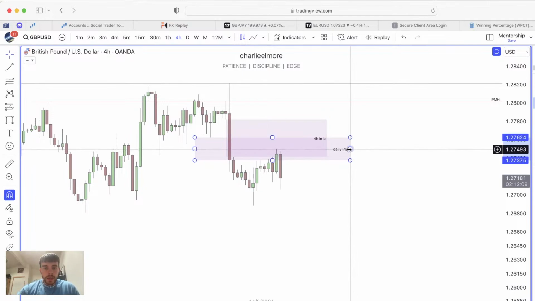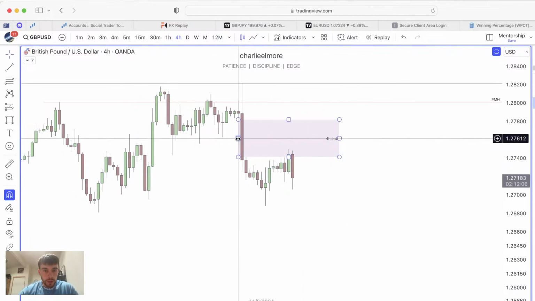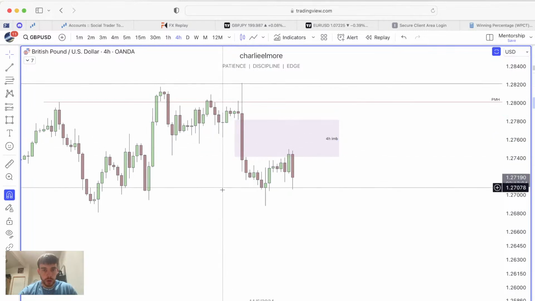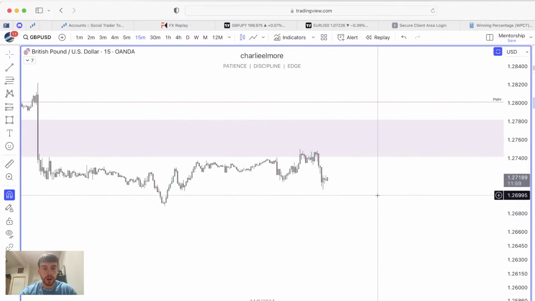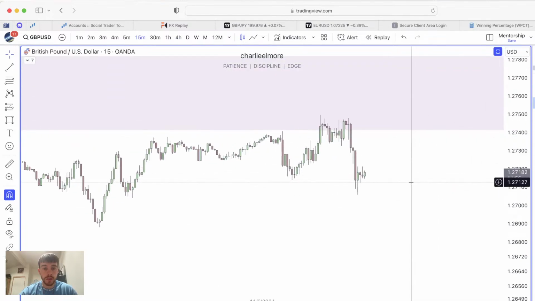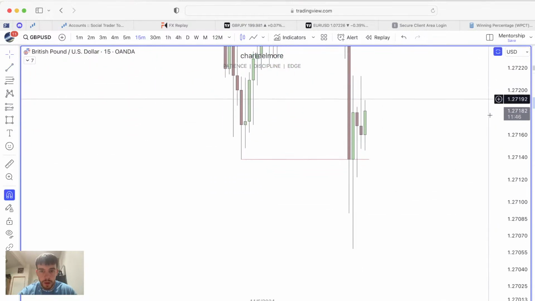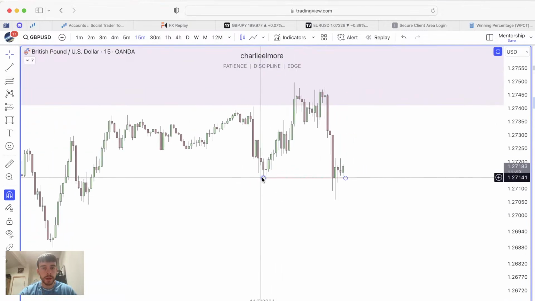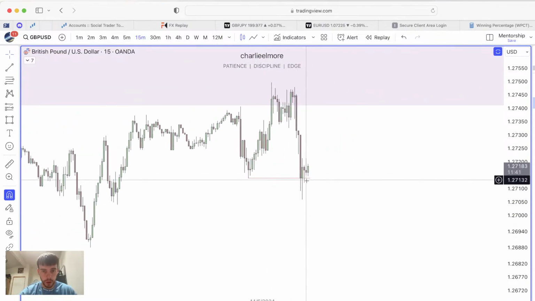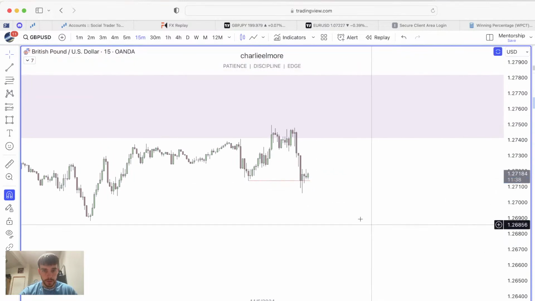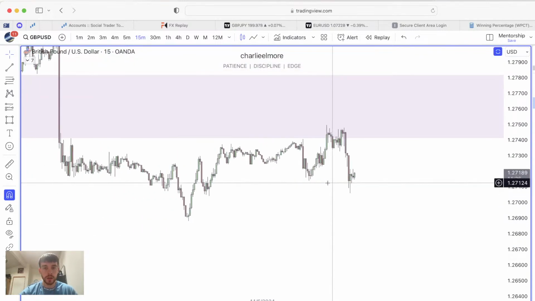What I can do is take this daily area away, just because we've now refined it into a 4 hour zone. So now what we could be looking for is a 15-minute break. And we've actually just had that right there. Actually, no, I don't think we've closed below that. No. But this would be the 15-minute low for price to break. So for the time being, it's not done that, but it's worth keeping on, so I'm going to keep that on there.